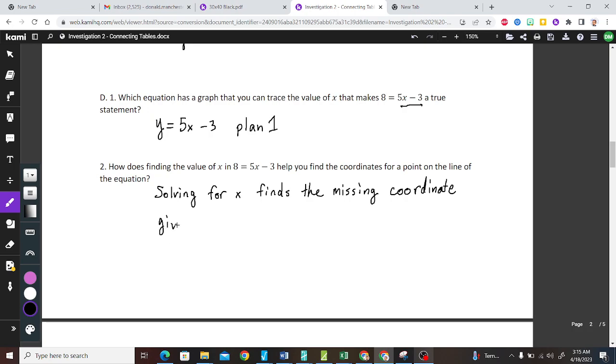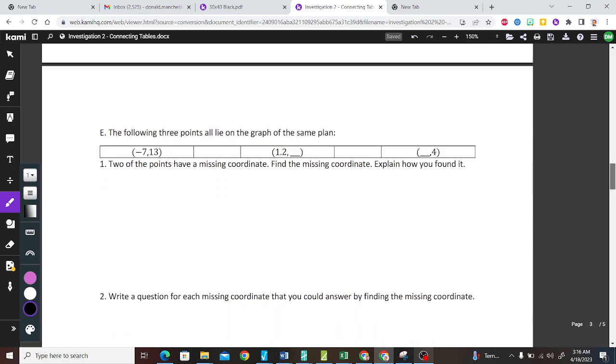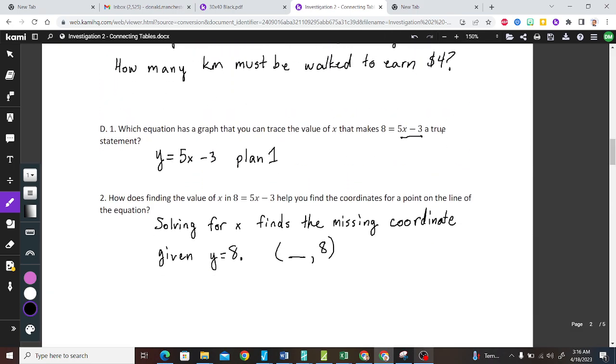Given y equals 8. So essentially, just to simplify this, it solves this. And I'm going to stop this video here, and that ends page 2.